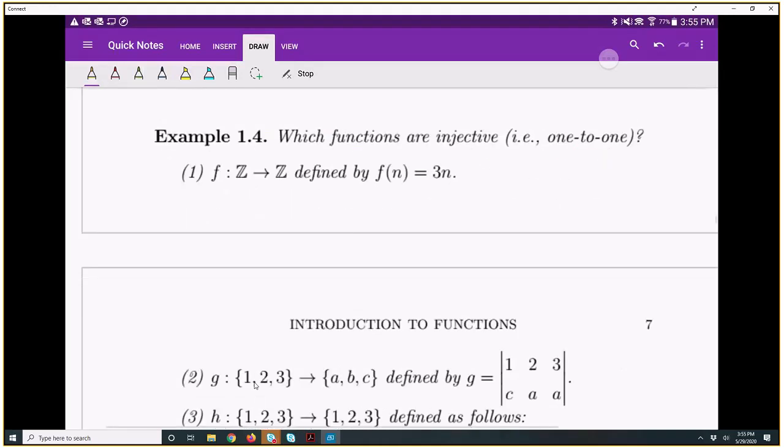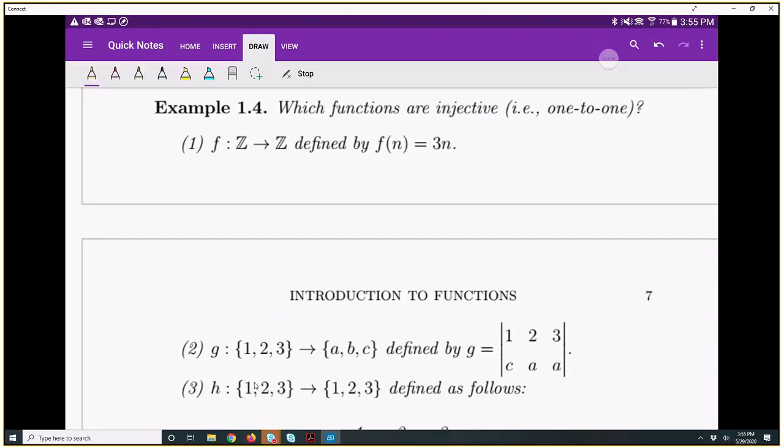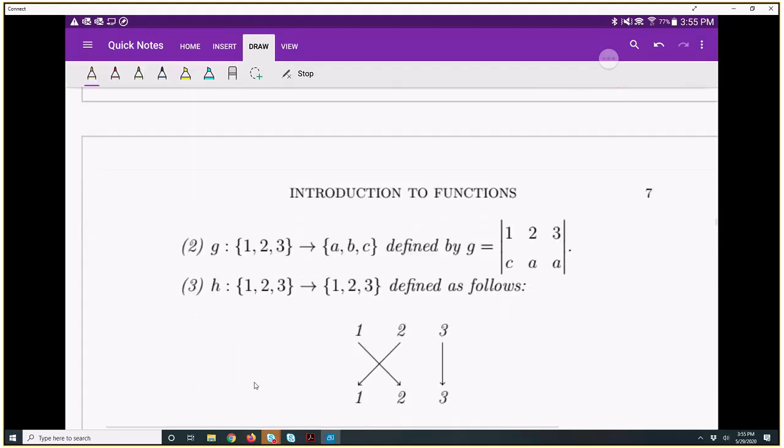And we can look at the same examples, or pretty similar examples, to determine which are injective. The first function, f from Z to Z, defined by f(n) = 3n, this is injective. And remember, before we said it was not surjective, but it is injective, because for any given image in the codomain, there's only going to be one preimage in the domain.